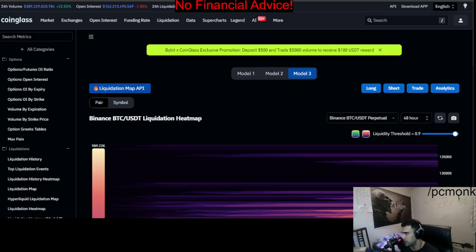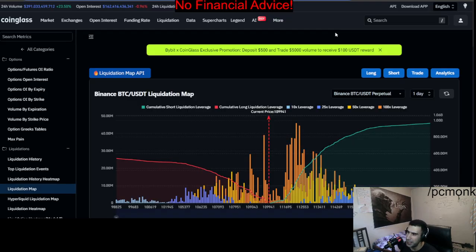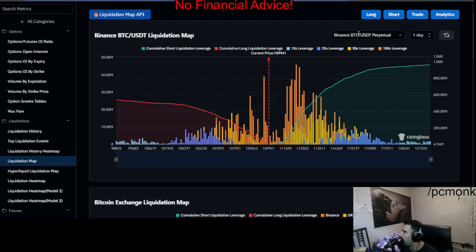Okay, I'm sorry, not this tool. This tool, okay. So this is the liquidation map. We're on Binance one day. This only is going to show Binance. You could see there's 10x leverage, 25x leverage, 50x, and 100x. Now let me tell you another tip here.